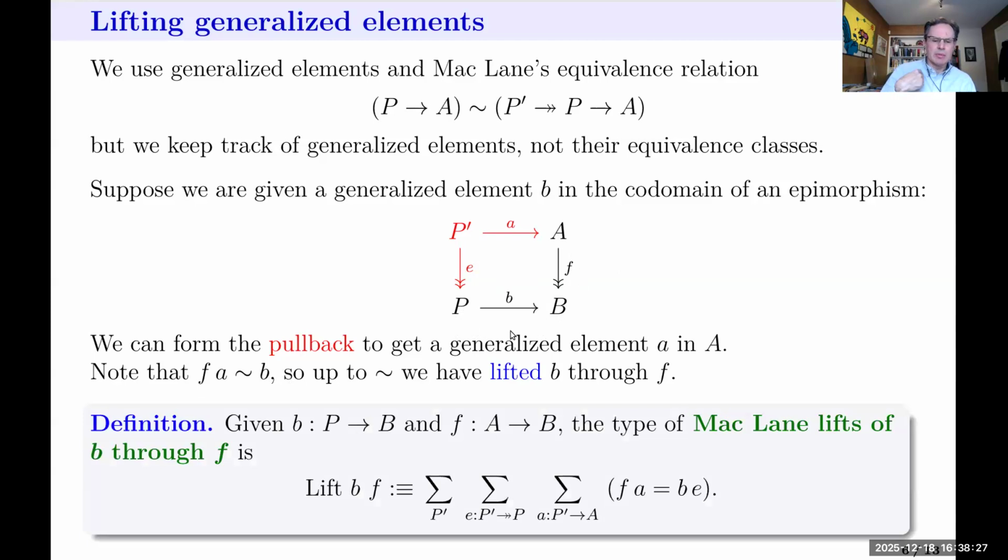So I'm going to give a name to this. If we have two maps, I think of this one as a generalized element, and this is a map. The type of MacLean lifts of the element through the map is a choice of an object, a choice of an epimorphism, a choice of another map, and the square must commute. I do not require the square to be a pullback. That's how we prove existence of such lifts when F is epi using pullbacks, but the general definition doesn't require it.